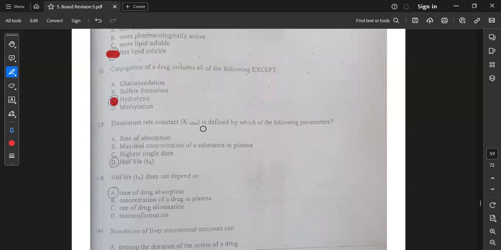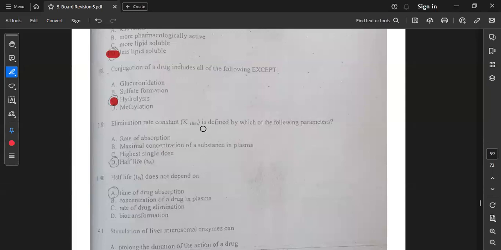I guess we can move on then. Elimination rate constant is defined by which one of the following parameters? Rate of absorption, maximal concentration of a substance in plasma, highest single dose, or half-life?